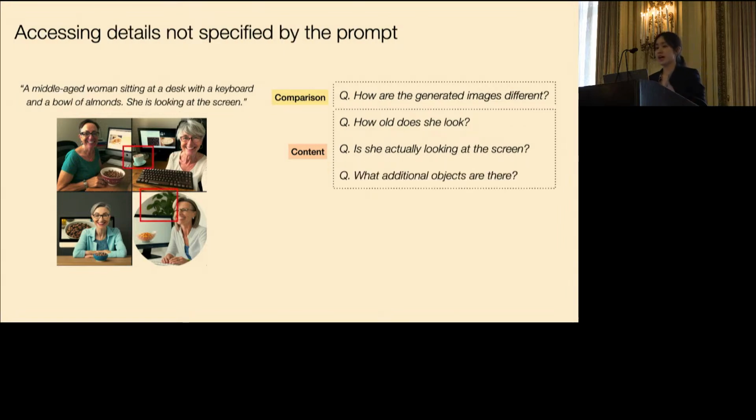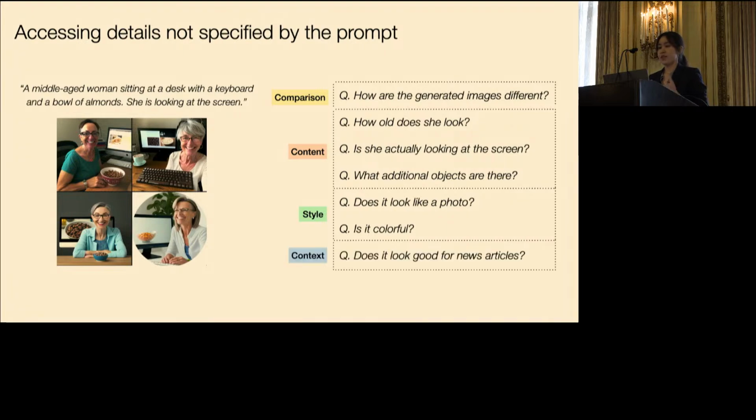Creators also wanted to access details not specified by the prompt. For example, they wanted to know what additional objects are in the image, the styles of images, whether they looked like a photo or looked colorful. And they also asked about the context, whether the generated images would look good for the purpose.